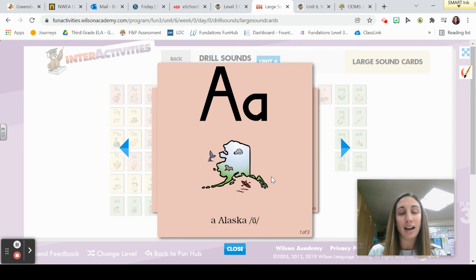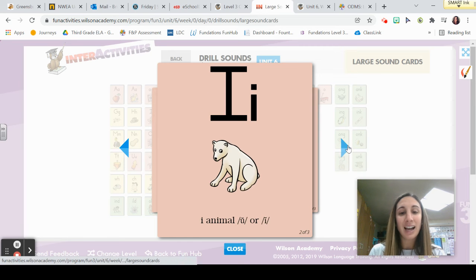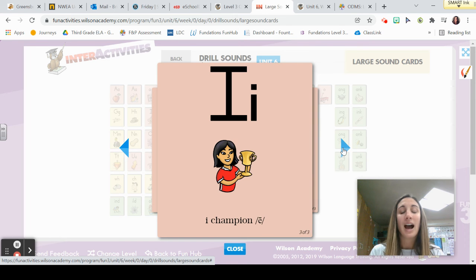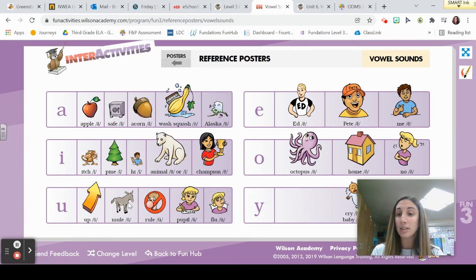A, Alaska, A. I, animal, or I. I, champion, E. Nice work. Now let's do some long vowels. Ready? A, safe, A. A, acorn, A.